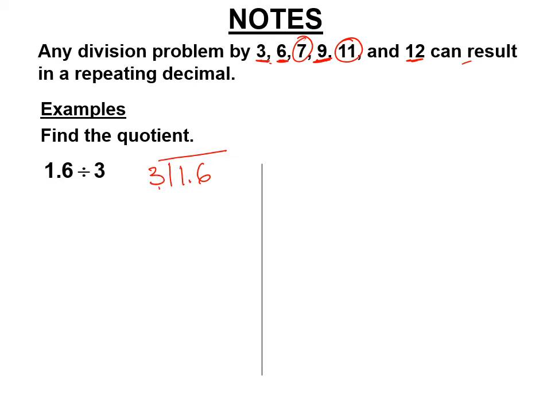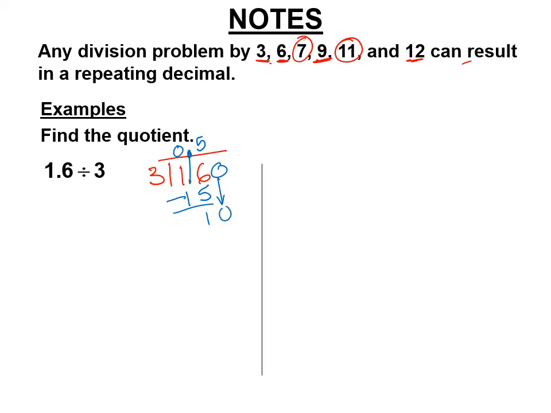Now, this is already a whole number out here. We're doing repeating decimals. We're not moving the decimal point. So we don't have to fix it. So let's just do the problem. So 3 doesn't go into 1. It goes in 0 times, decimal straight up. 3 into 16, though, right, goes 5 times. 3 times 5 is 15. Remainder 1. Bring down a 0.